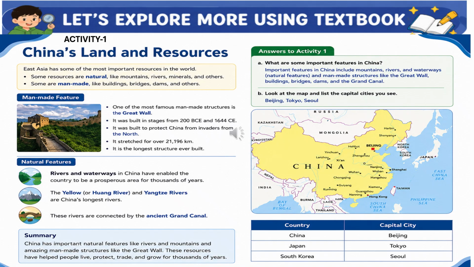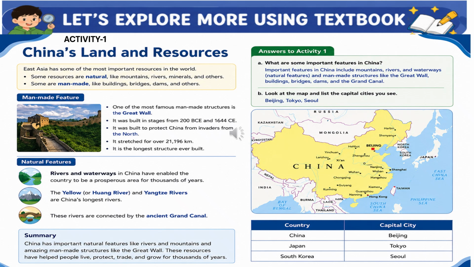So the capital city of China is Beijing. The capital city of Japan is Tokyo. The capital city of South Korea is Seoul. Similarly, you can find all the capital cities of other countries which are lying in East Asia. Please remember these capital cities because they are very important and may appear in your class activities or upcoming assessments.